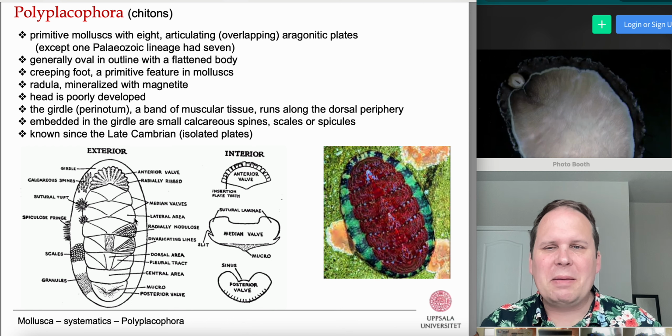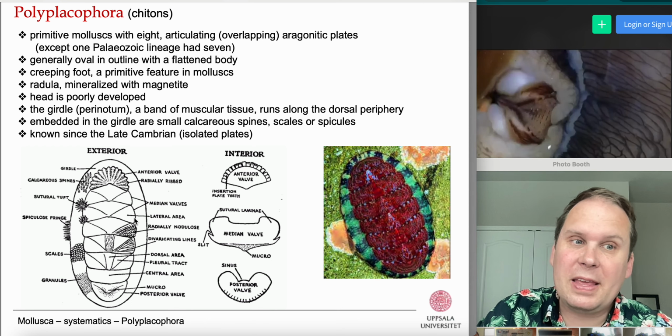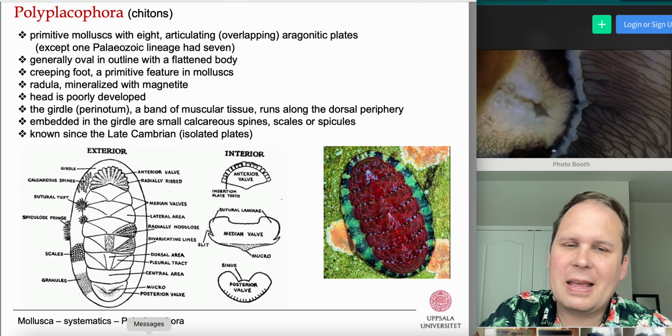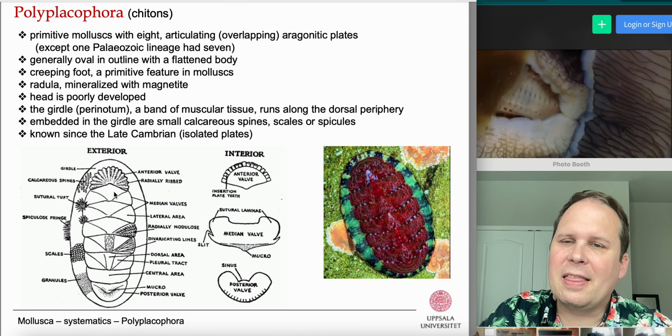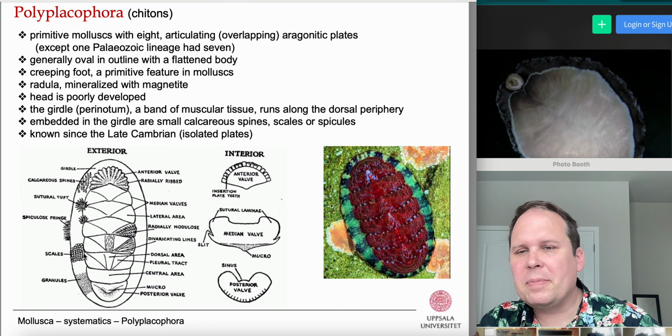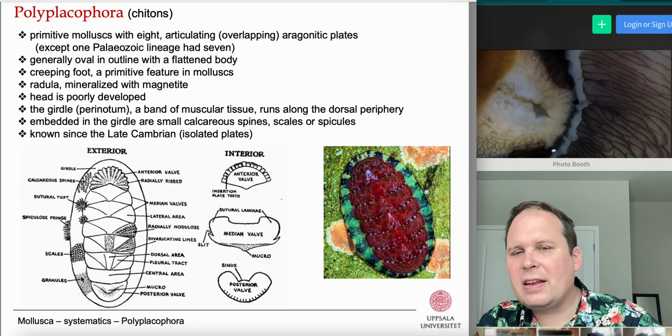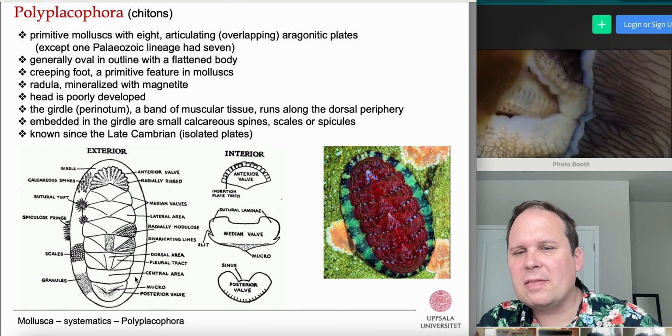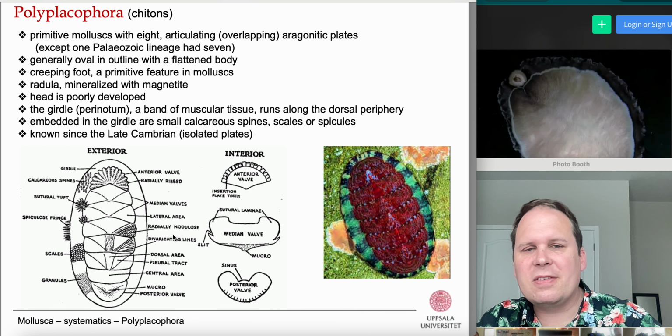Let's talk about Polyplacophora. All the extant ones have exactly 8 plates, and the plates are slightly different. They are going to have some sense organs. On some of these, they can actually see a little bit from this skirt around the outside.